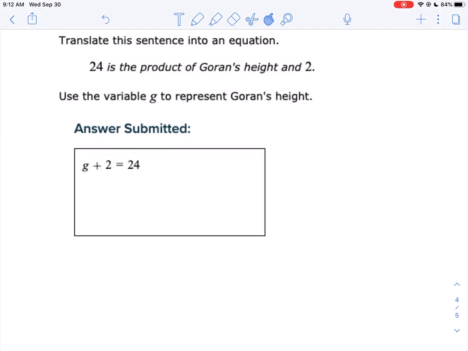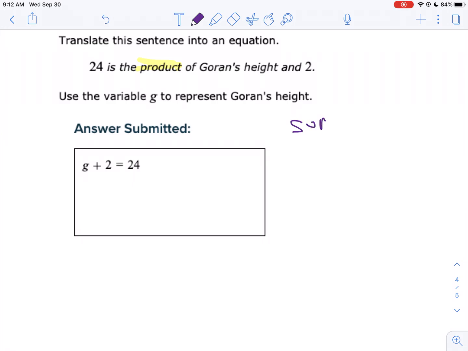Okay, the last question, I think this is the last question. 24 is the product. That's the key. That's where you had a difference here. Of Goran's height and 2. We're going to use the variable g to represent Goran's height. Product does not mean add.